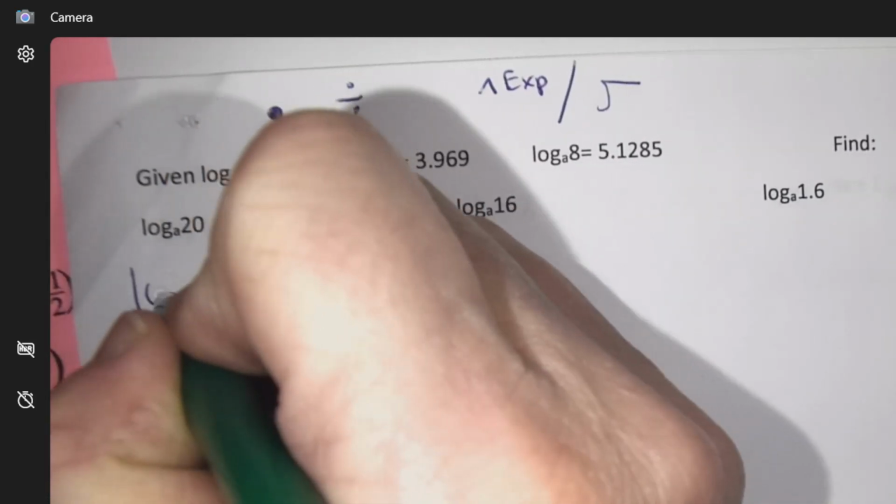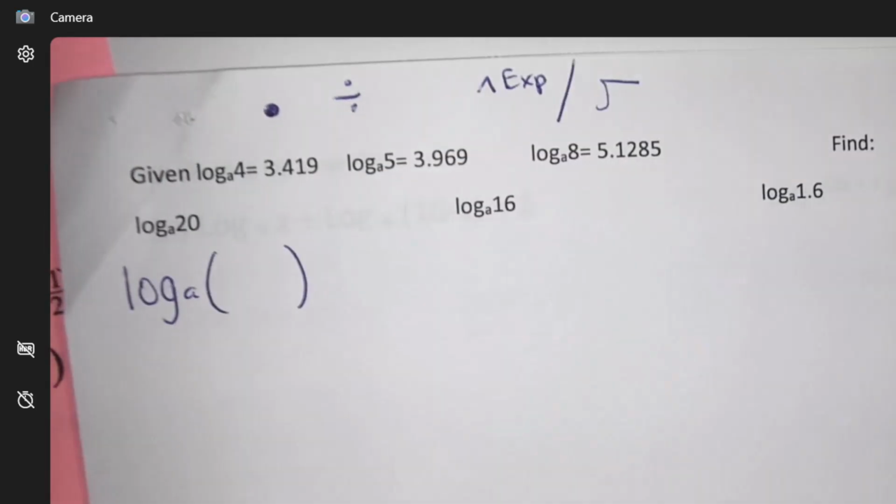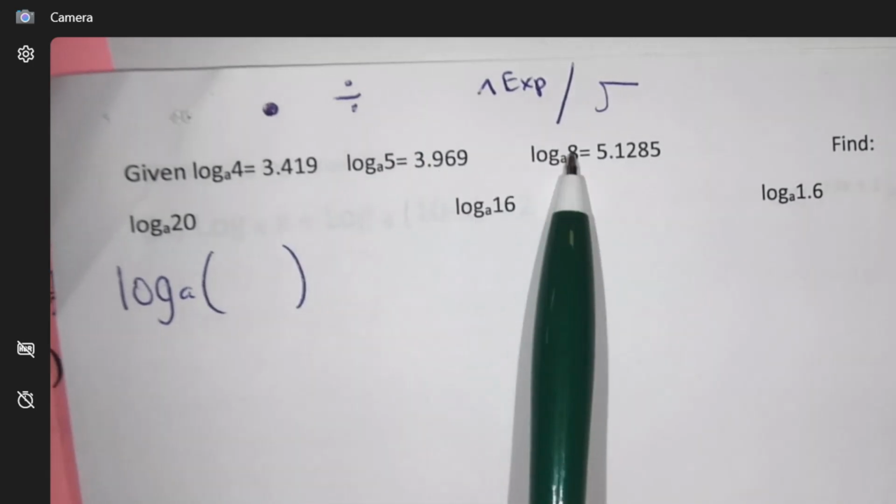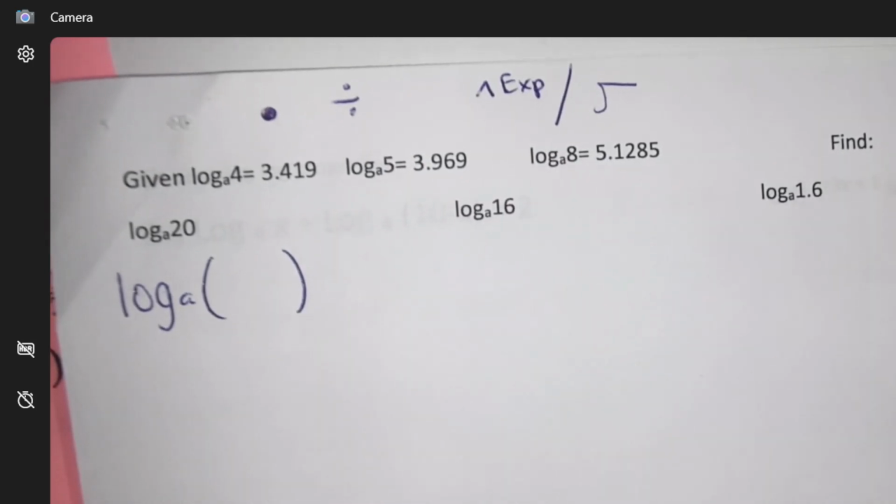Okay, I need you to figure out, how can you make a 20 using a 4, a 5, and an 8? You need some kind of combo of 4, 5, or 8, and you can only multiply, divide, or use exponents. Anybody know how to get to 20 using 4, 5, and 8? You can multiply something, divide something, exponent something. I'm not trying to be tricky. This one's pretty straightforward.